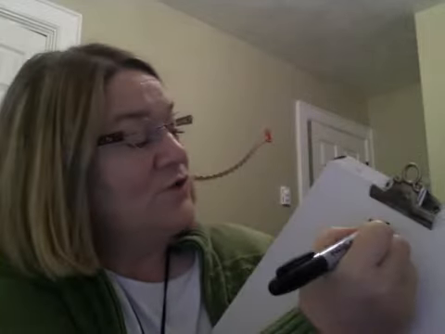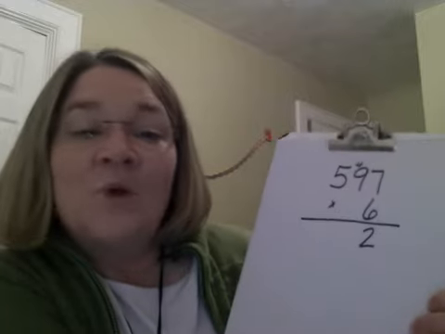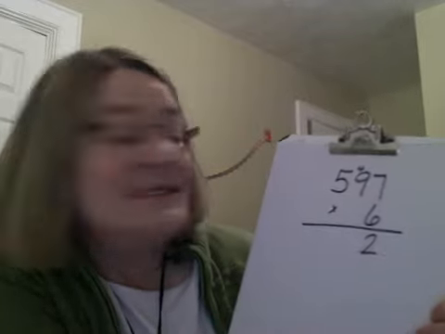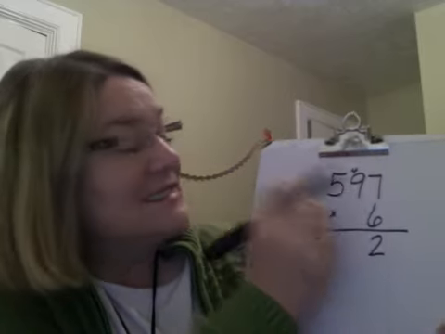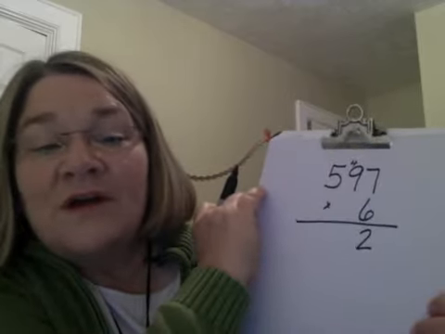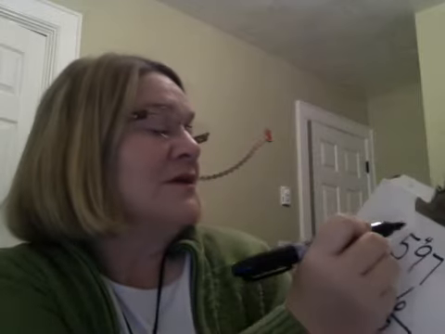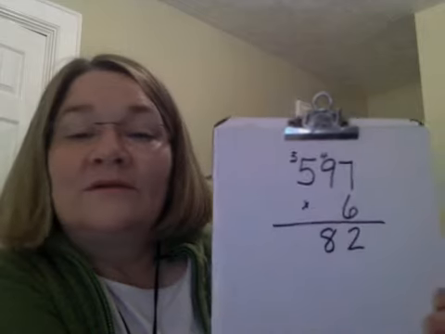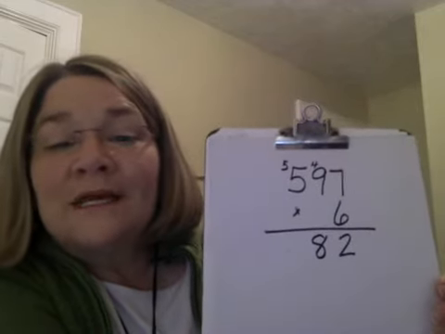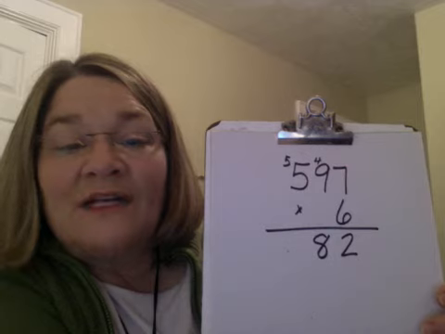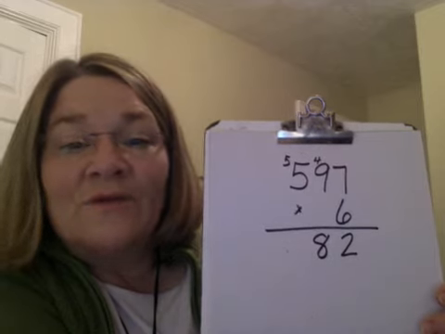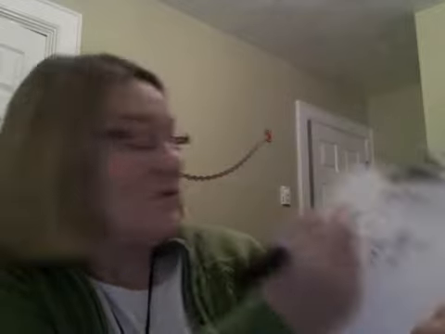So let's do that. 6 times 7 is 42, so let's put our 4 here and regroup 10 ones 4 times into 4 tens. So here we have 4 tens. Then 6 times 9 is 54. We add on the 4 extra tens, so now we have 58. So we'll put our 8 down and regroup to 500s. And then 6 times 5 is 30. And we add on those 5 that we had regrouped, and we get 35.